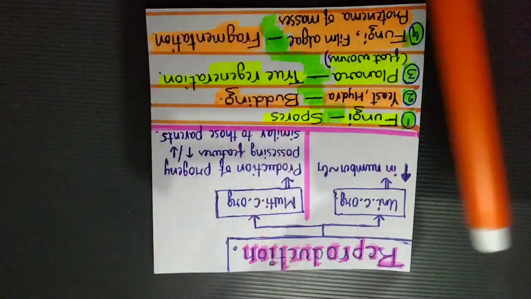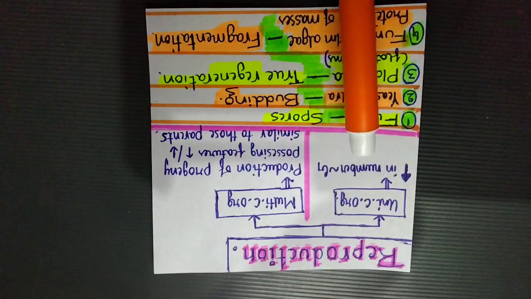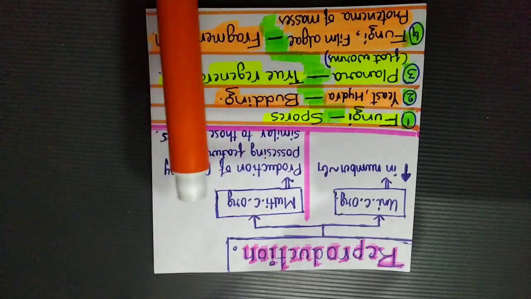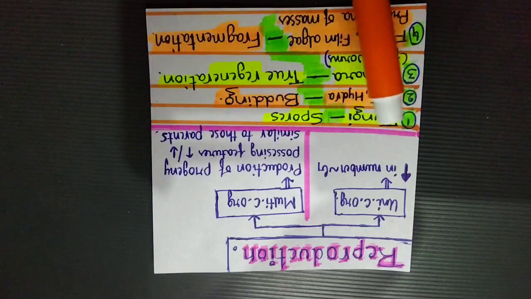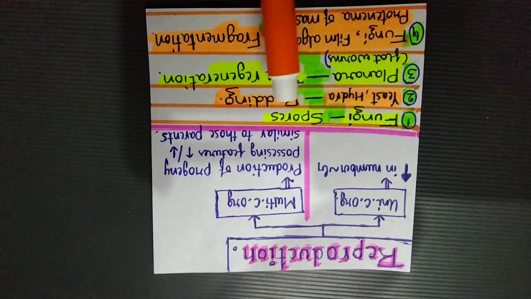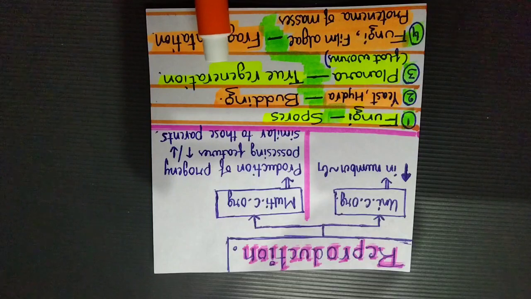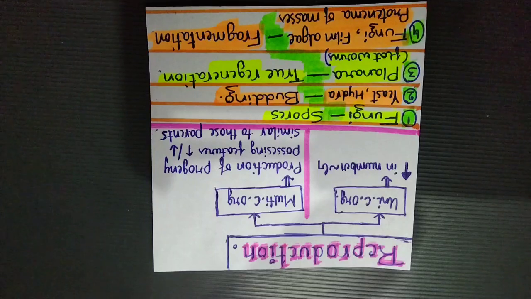Next property is reproduction. In unicellular organisms, it is just like growth, that is by increase in number. In multicellular organisms, reproduction refers to production of progeny possessing features more or less similar to those of parents. In fungi, reproduction is by producing spores. In yeast and hydra, reproduction is by budding. In planaria, that is flatworms, true regeneration. Even in sponges, phylum Porifera, true regeneration. In fungi, filamentous algae, protonema of mosses, reproduction is by fragmentation.